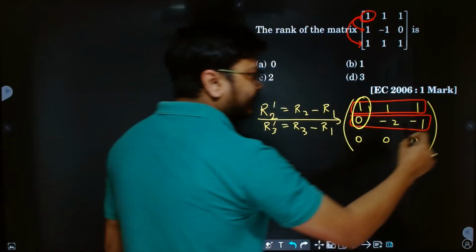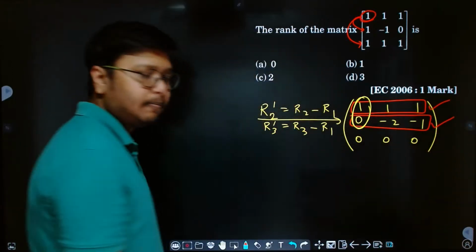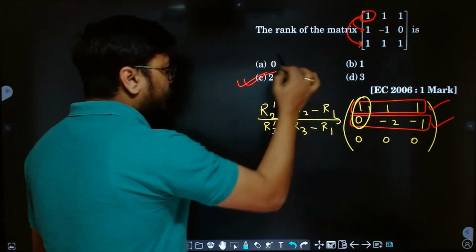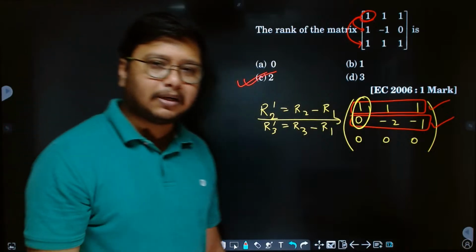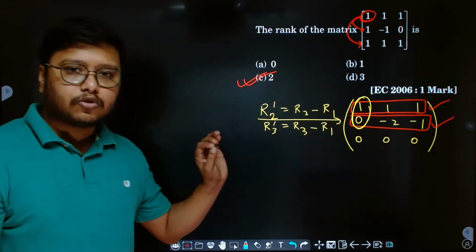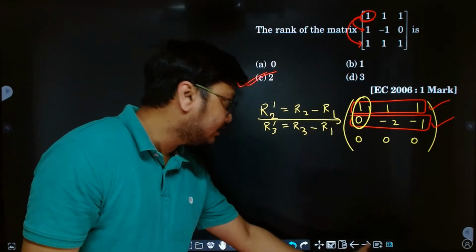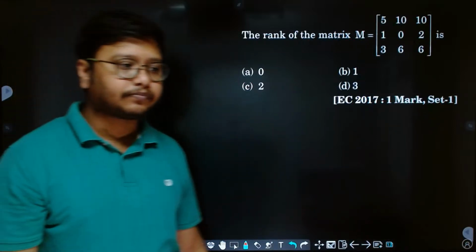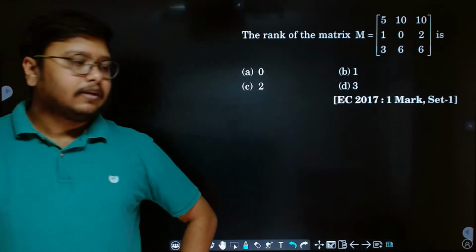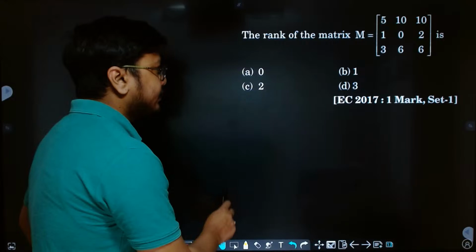So that means we can say rank is how much? Number of non-zero rows. So rank is how much? 2. Okay. So direct, simple question, simple answer. So now I want you people to do this particular question on your own. Again, direct question, simple question.